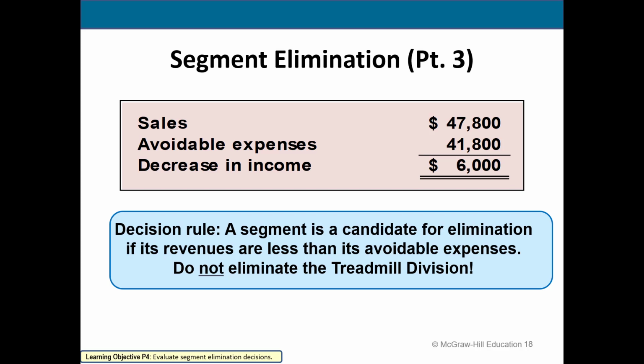$47,800, eliminating the division would mean their income is reduced by $6,000. So we take the sales minus the avoidable expenses. The decision rule is that a segment is a candidate for elimination if the revenues are less than the avoidable expenses. So in this case, we do not want to eliminate the treadmill division because the revenues are greater than its avoidable expenses.